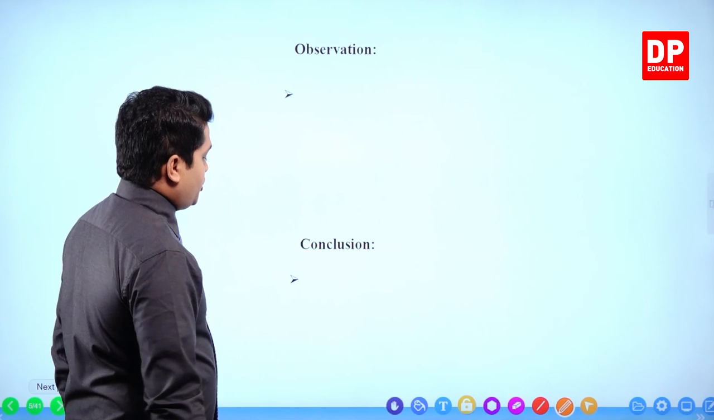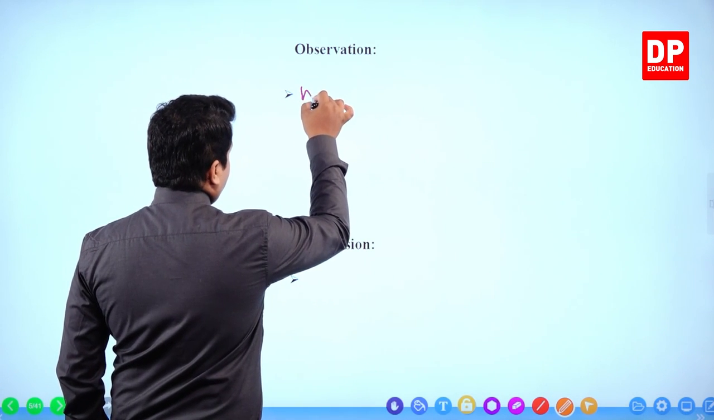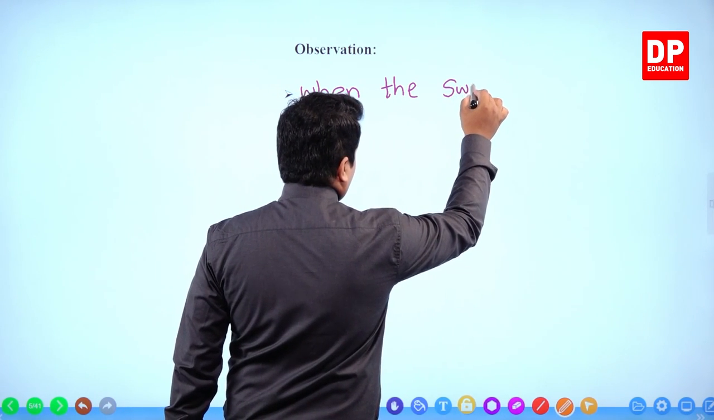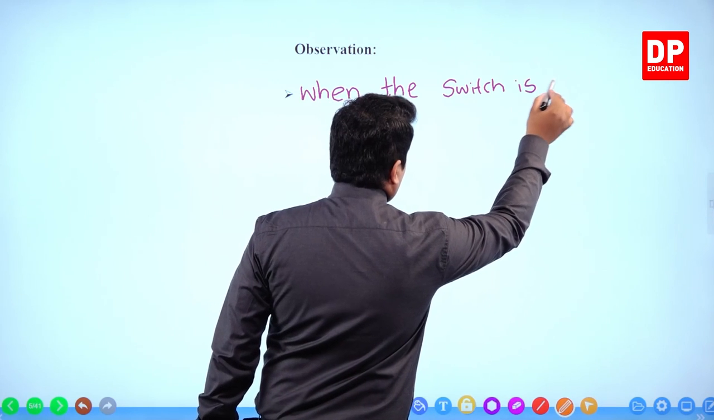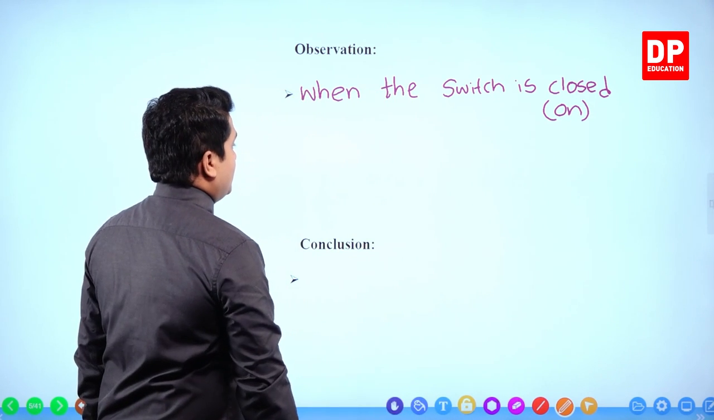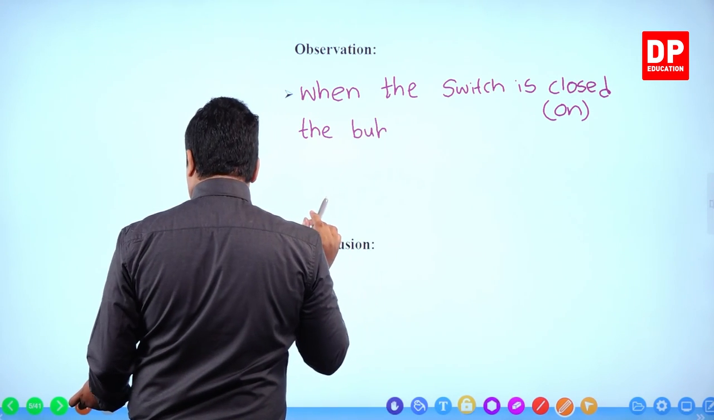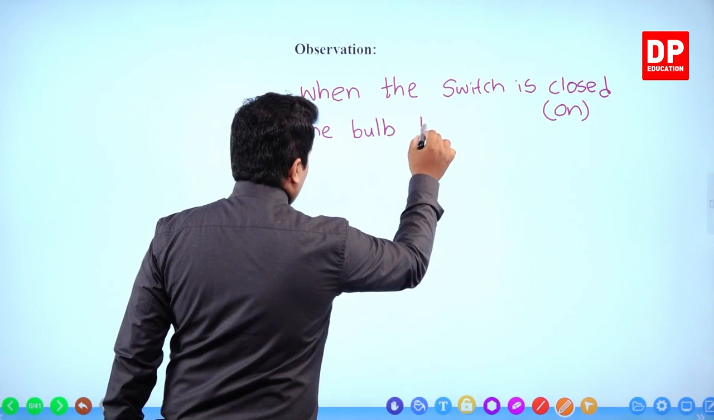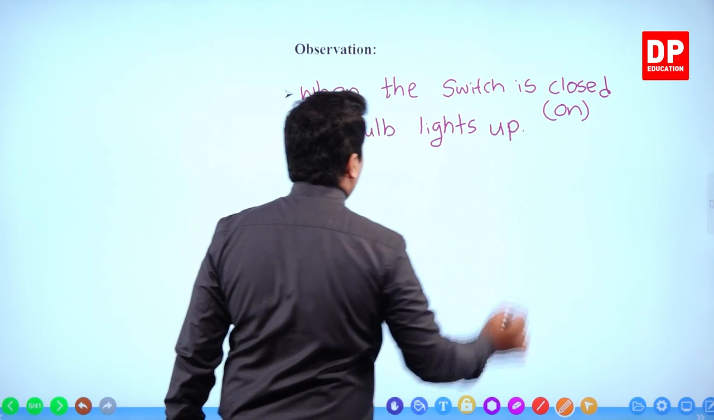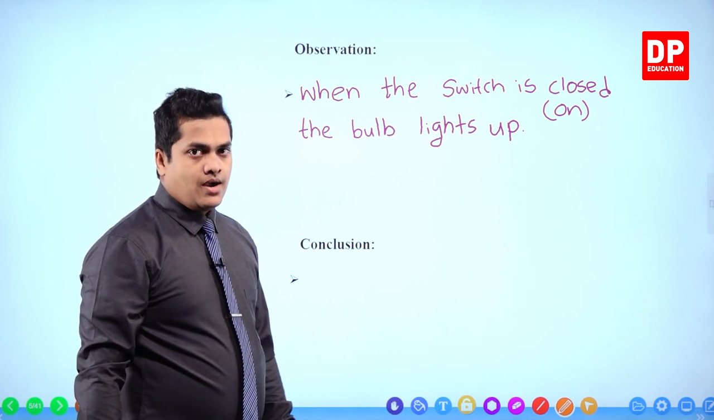So we'll write down our observation. When the switch is closed, closed means on, the bulb lights up. So when the switch is closed or when the circuit is turned on, the bulb lights up.